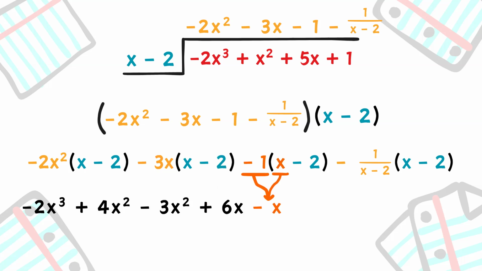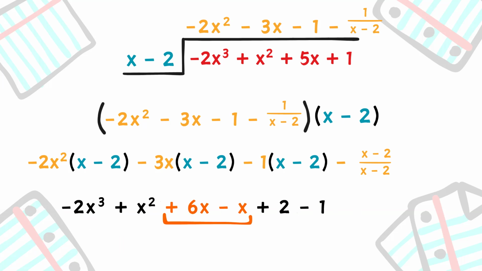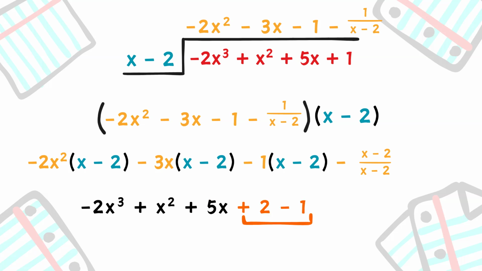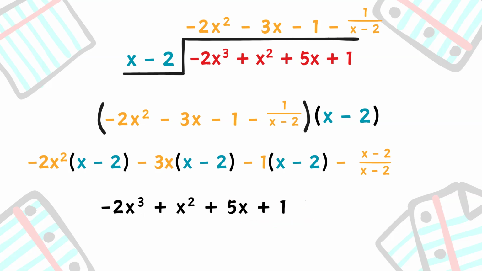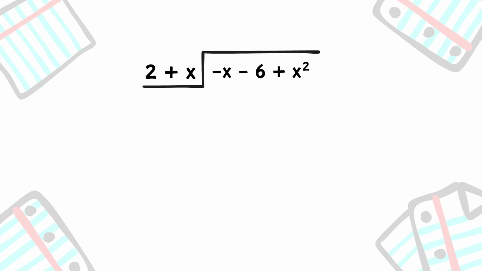Negative 1 times x is negative x. Negative 1 times negative 2 is 2. And 1 over x minus 2 times x minus 2 is just 1. And since we're subtracting this, let's put minus 1 at the end. Now combining like terms, 4x squared minus 3x squared is x squared. 6x minus x is 5x. And 2 minus 1 is 1. So we have negative 2x cubed plus x squared plus 5x plus 1, which matches our original dividend. Awesome.